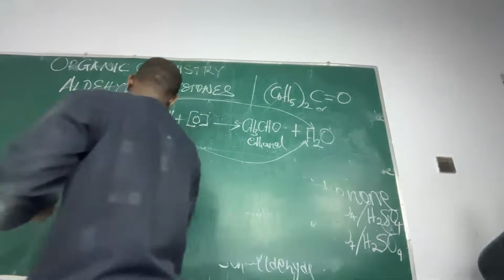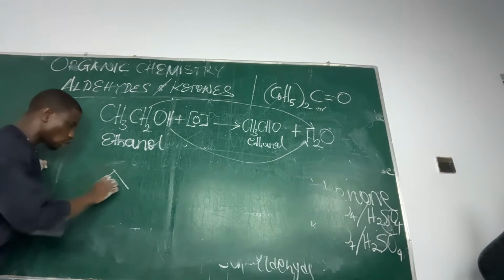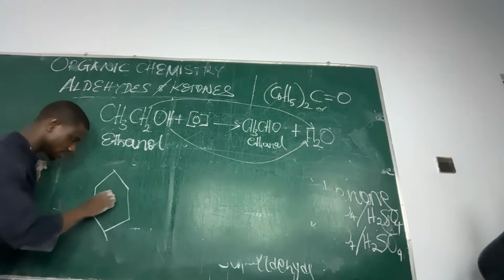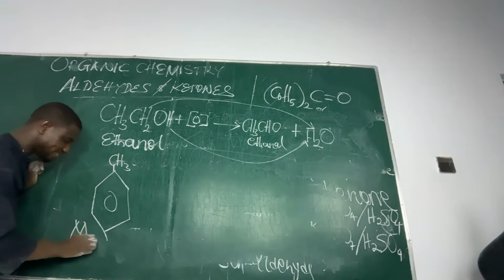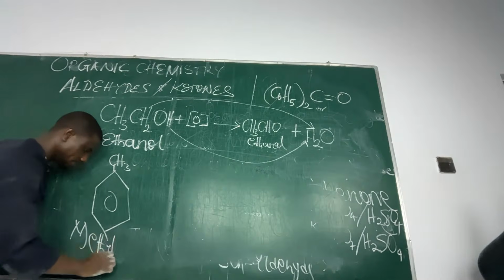Now, look at the structure of methylbenzene. CH3. This is what is called methylbenzene.